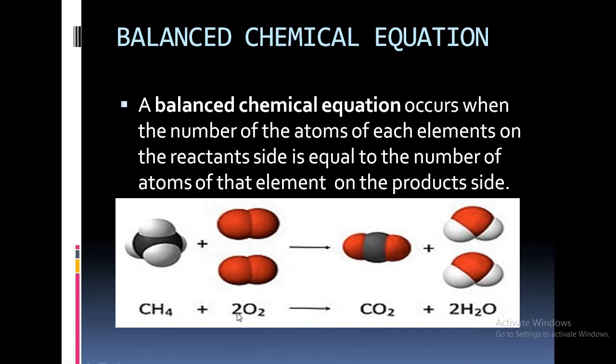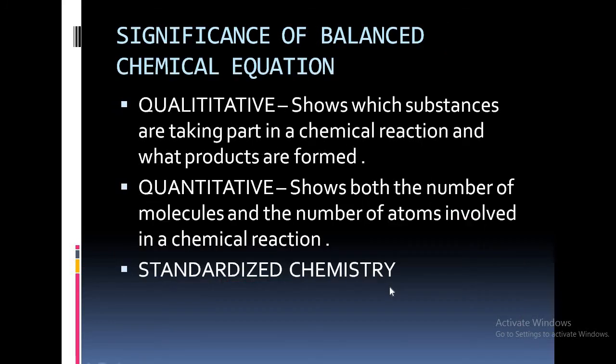Now how many atoms of oxygen are there on the reactant side? That is 2 into 2, that is 4 atoms. You see, 4 atoms. On the product side also 2 plus 2, there are 4 atoms of oxygen on the product side. So each element, that is carbon, hydrogen and oxygen, is balanced, or the number of atoms of carbon, hydrogen and oxygen is the same on the reactant side as well as on the product side.